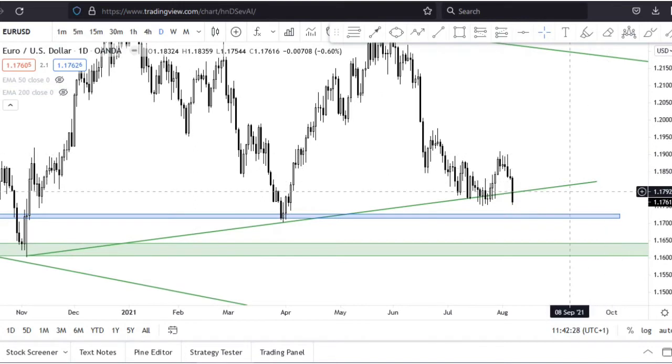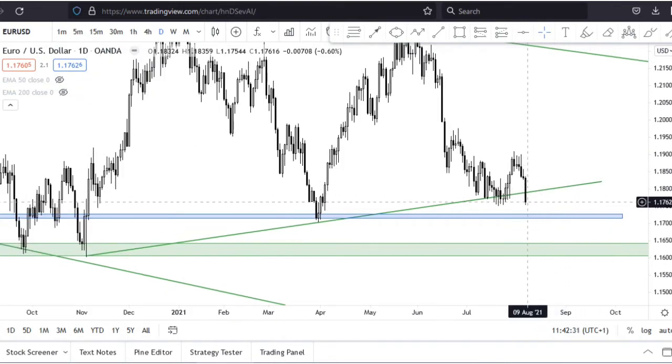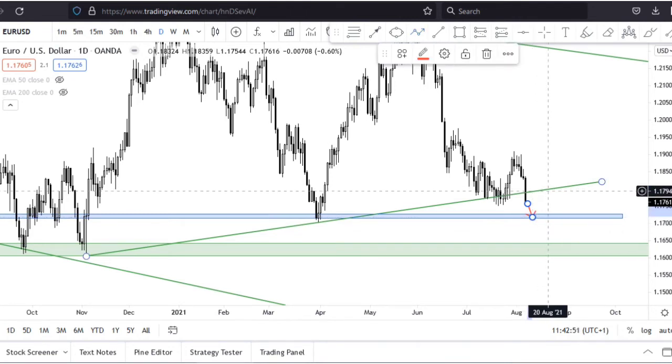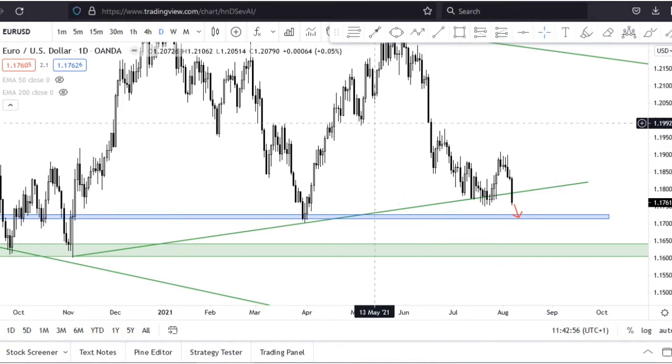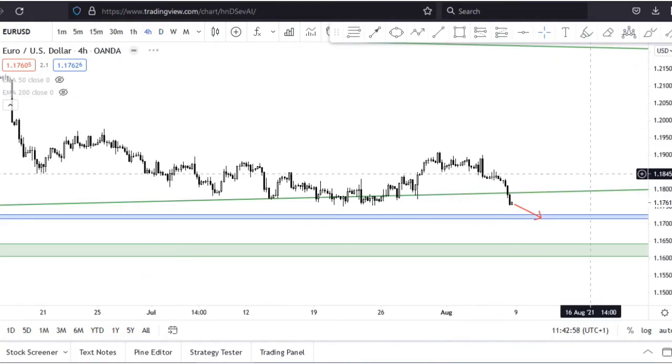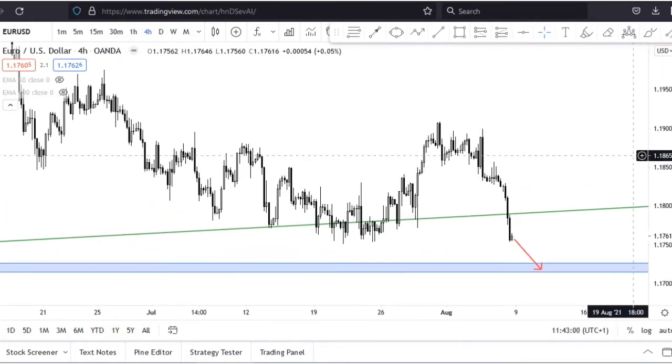And what I'm expecting following this breakout of this trend line is price continuation down to this level here. Okay, and when price gets here, the market is going to give us an opportunity to capitalize on. So we can either buy or sell around this area, depending on what price gives us. Okay, so let's move down to the 4-hourly time frame where we normally take our entry and see how we can capitalize on this move.